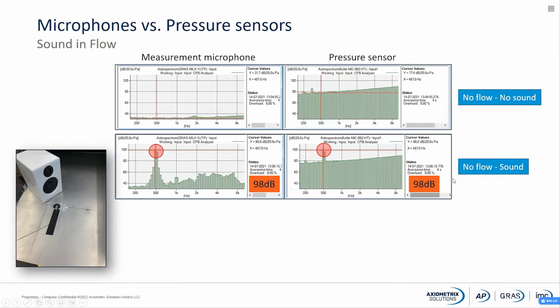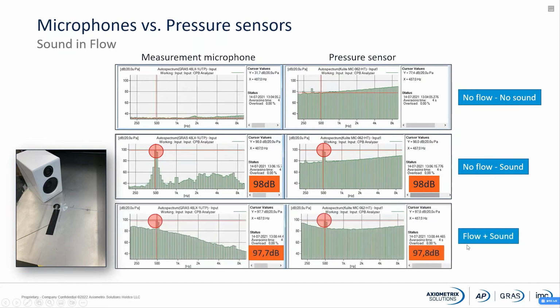And you can see on the pressure sensor, we have no flow, we have only sound, 98 decibel, but you can see the background noise here. And if we have flow plus the sound, you can see that we have the same situation, 97.7, 97.8, but you have a much, much higher noise floor on the pressure sensor.